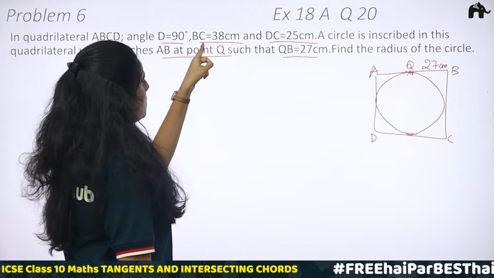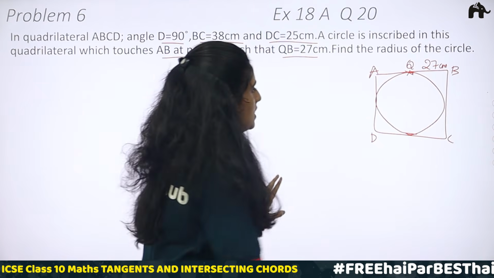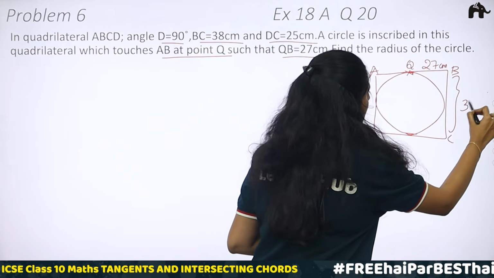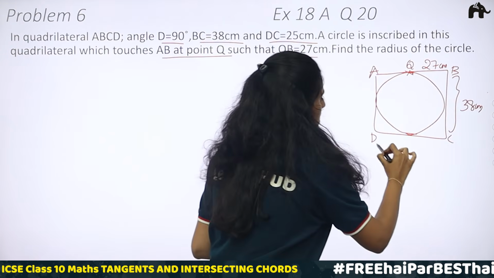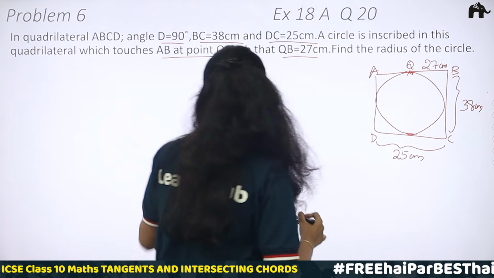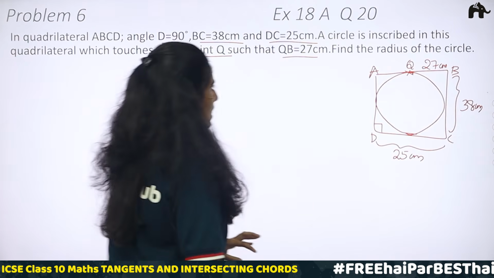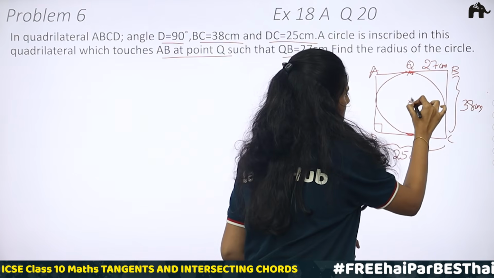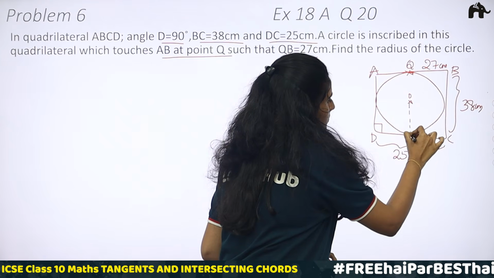The measure BC is given. BC is equal to 38 centimeters. BC is this total length. Also DC is given. DC is equal to, this whole measure is 25 centimeters. One more thing, angle D is equal to 90 degrees. This angle is 90 degrees. We have to find the radius of the circle. Let us take this as the center of the circle.